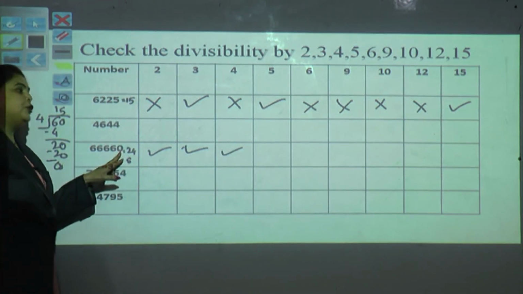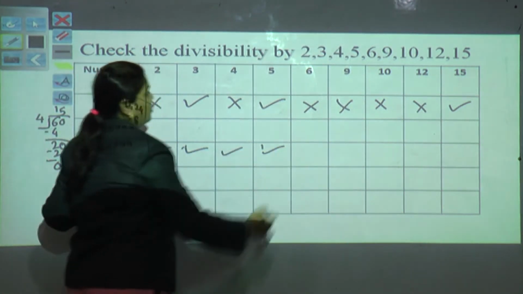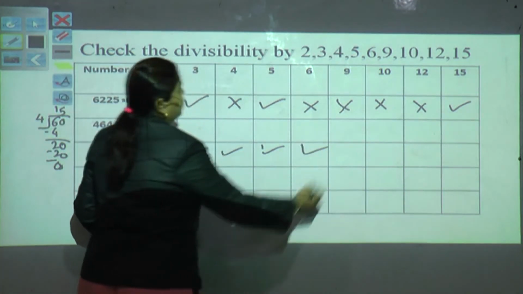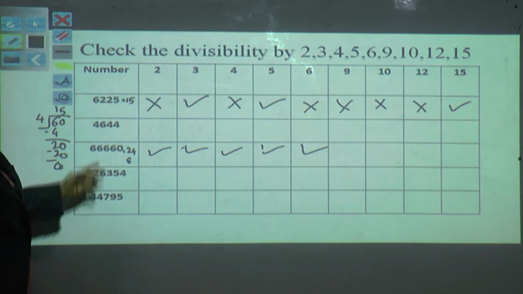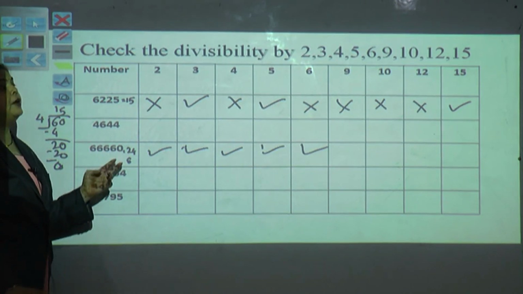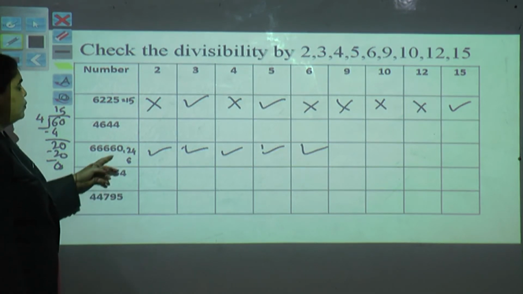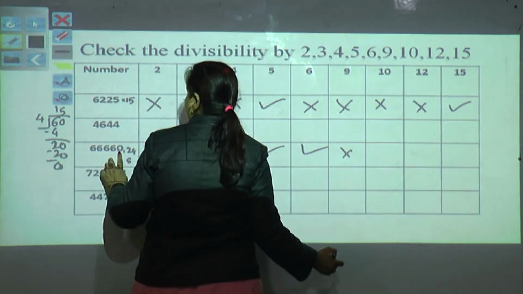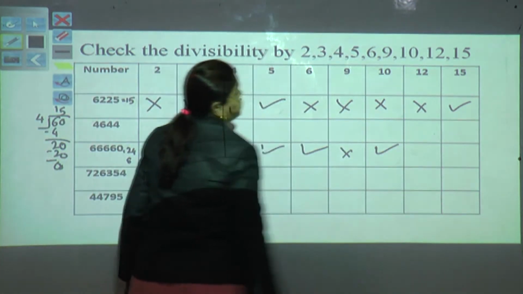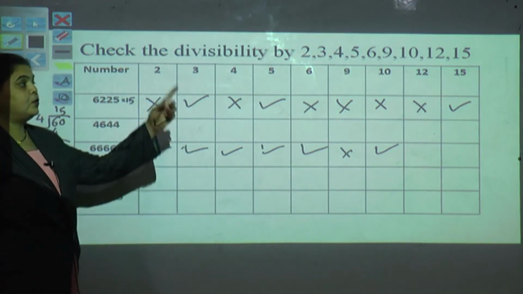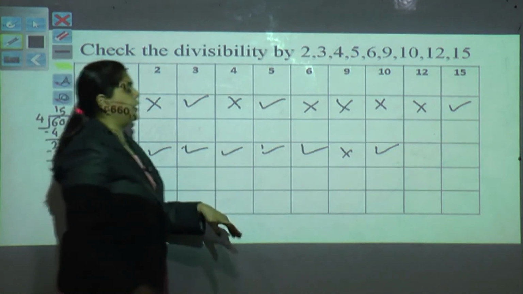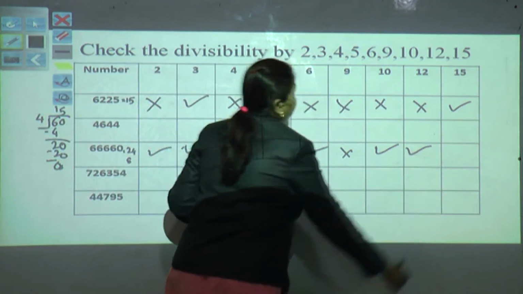You know for 5, it should be 0 or 5. What about 6? It should satisfy 2 and 3. Yes, it is satisfied. Then what about 9? The sum of the digits should be divisible by 9. Do we have it? No. So it is not divisible. What about 10? We should be having a 0 in the ones place. So it is divisible. What is the rule of 12? 3 and 4. We will see 3 and 4. Yes, it is divisible. So we will put a tick here.